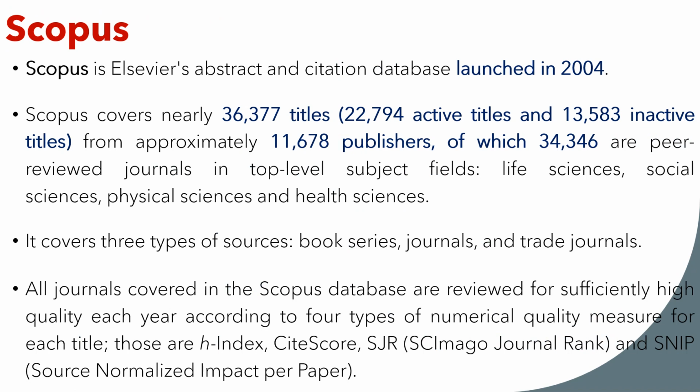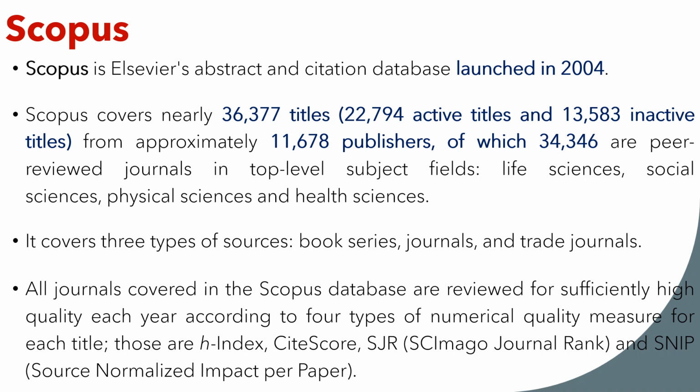Normally roughly 12,000 publishers are there, which have Scopus indexed journals, and more than 34,000 different journals in different fields like life sciences, social sciences, physical sciences, and health sciences. And mainly these cover different types of articles, books, book chapters. In journals, we have different types of articles.